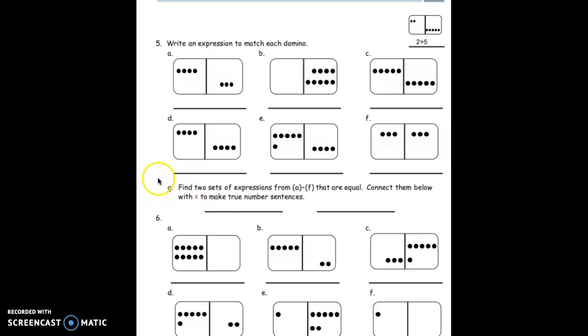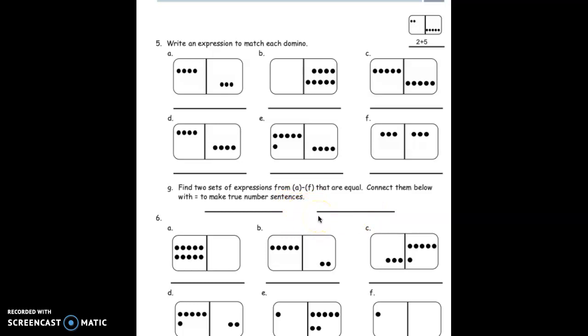Now, letter G says find 2 sets of expressions from up here. So find 2 dominoes that are equal and connect them below with an equal sign to make true number sentences. So you're going to write one of the expressions on this line and one of the expressions on this line that you found to be equal. You put an equal sign in the middle.